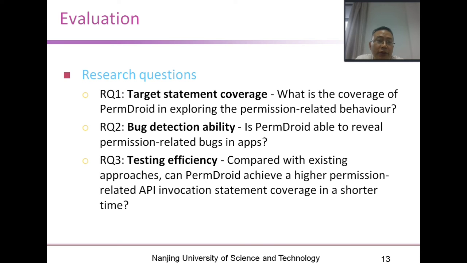Finally, we will introduce the evaluation of PermDroid. To this end, we want to answer the following three research questions. RQ1, target statement coverage. RQ2, bug detection ability. RQ3, testing efficiency.